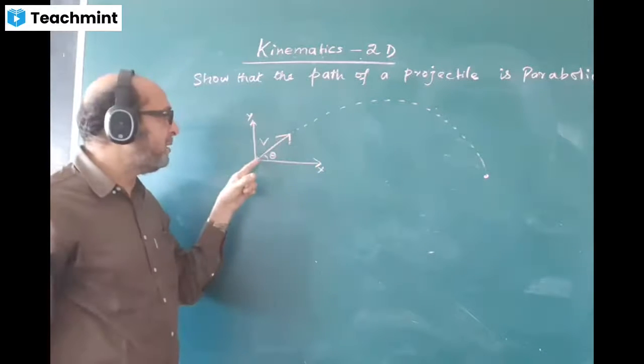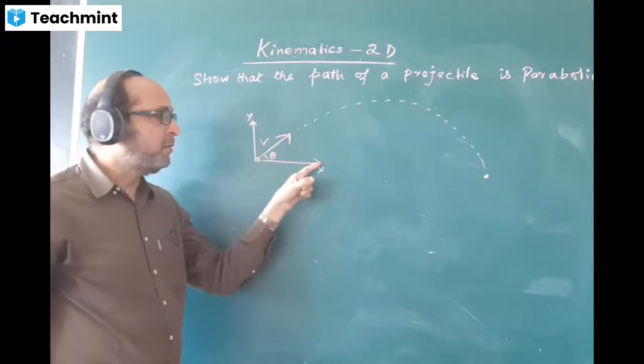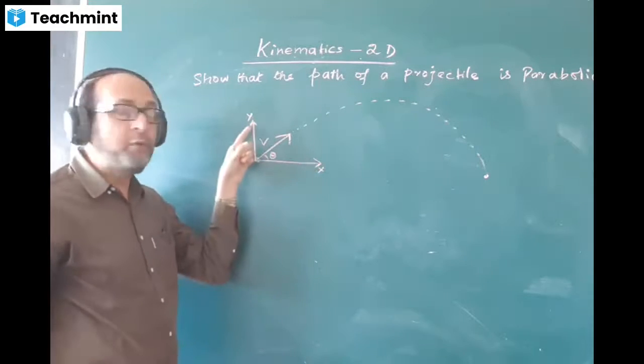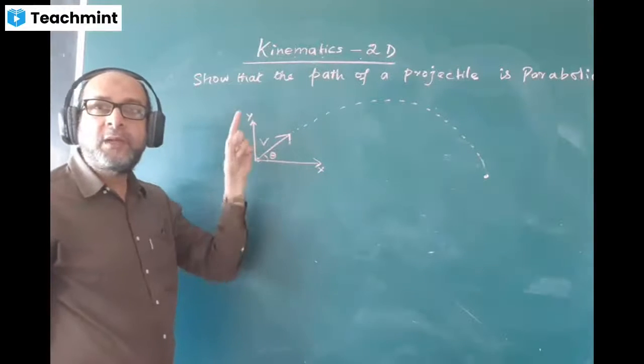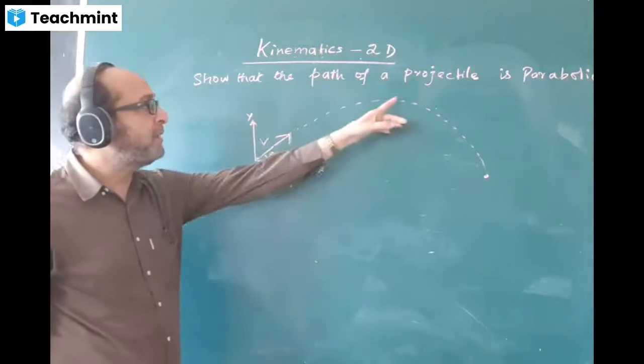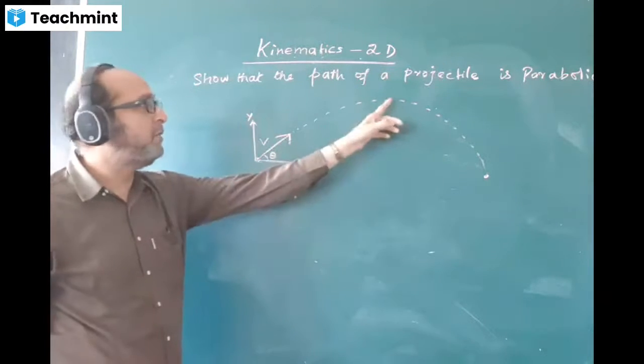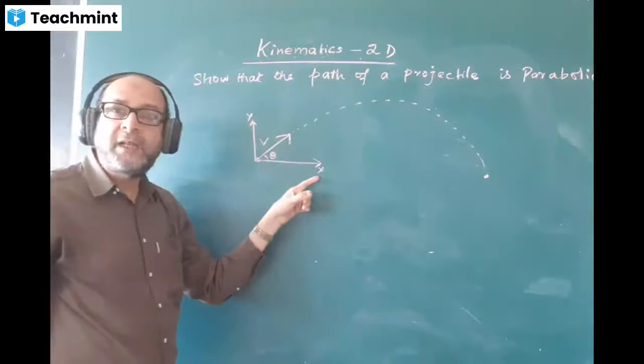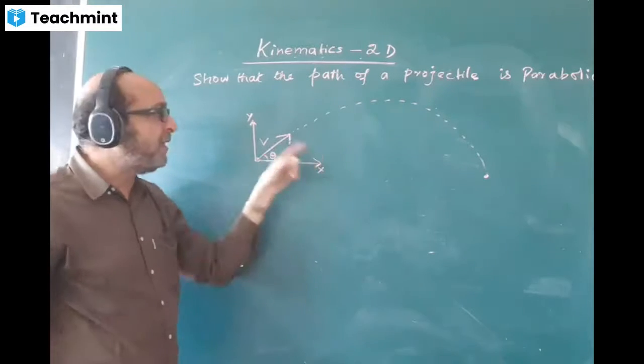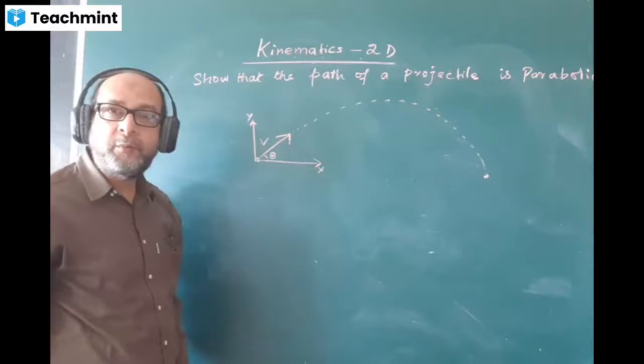But what kind of motion is this one? This is constant motion and this is variable motion. As the body goes up, the velocity keeps on decreasing. At the maximum height, this velocity becomes zero. But horizontal velocity never becomes zero. Rather, it is constant at all the points. It is the same at all the points.